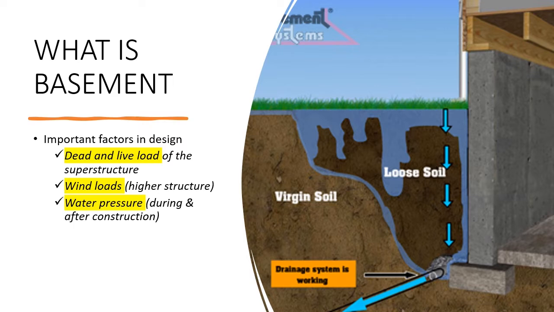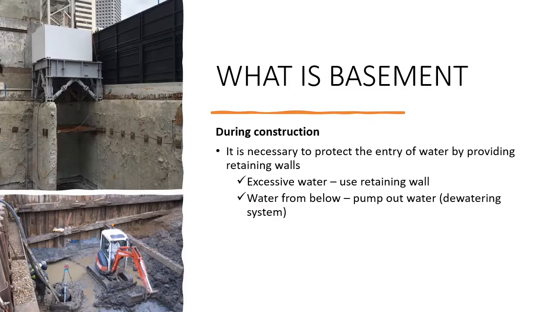Next, we have wind loads for tall buildings and water pressure during and after construction, because we have the effect of groundwater and also the effect of water that comes from above, for example rainfall. During the construction, it is necessary to protect the entry of water. It is by providing the retaining wall so that dapat block water daripada enter the area of basement. And water from below, we need to pump out the water, which is the dewatering system that we must provide.